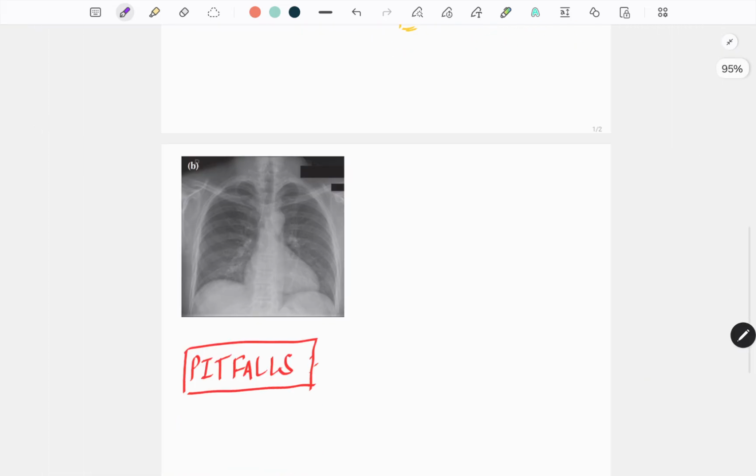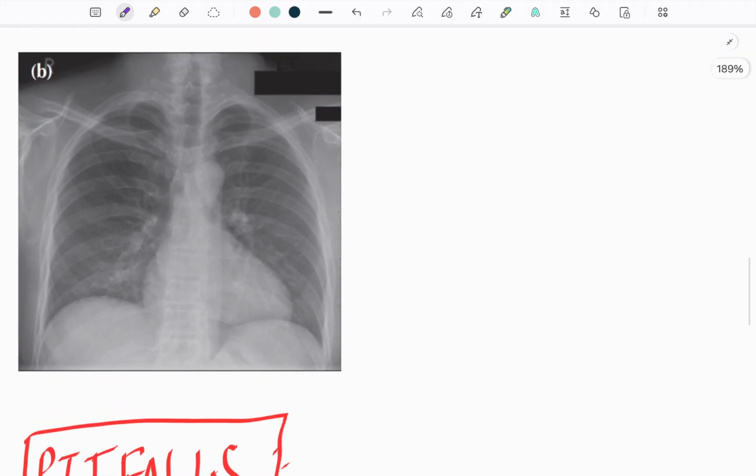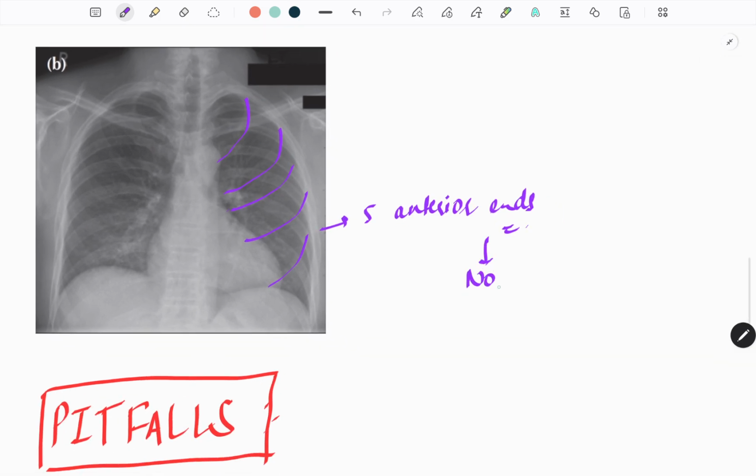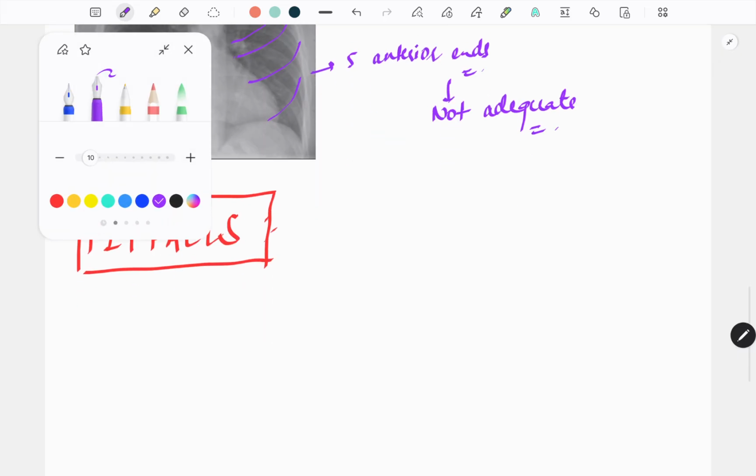Okay? Now we'll come to the point, how does it even matter? And we'll also assess this. We'll count the ribs over here. This is the first anterior rib. 1, 2, 3, 4, and 5. Okay? We are seeing 5 anterior ends. Okay? Not adequate. How does it even matter? Okay, we'll come to the points.